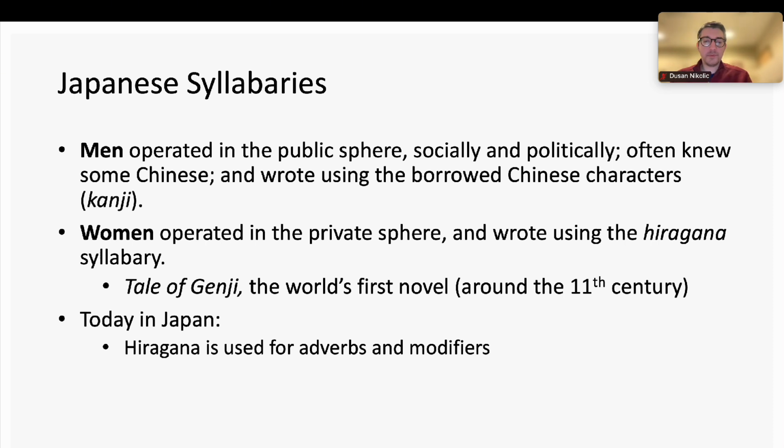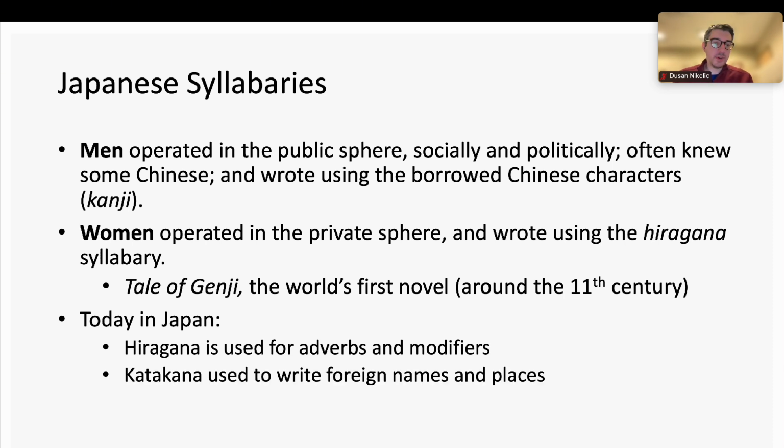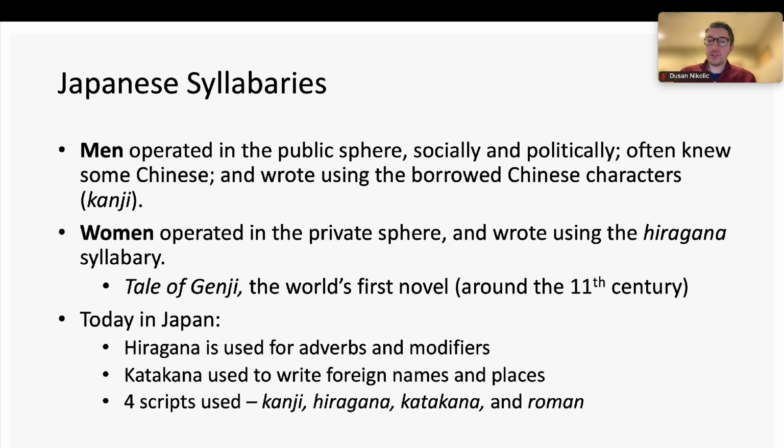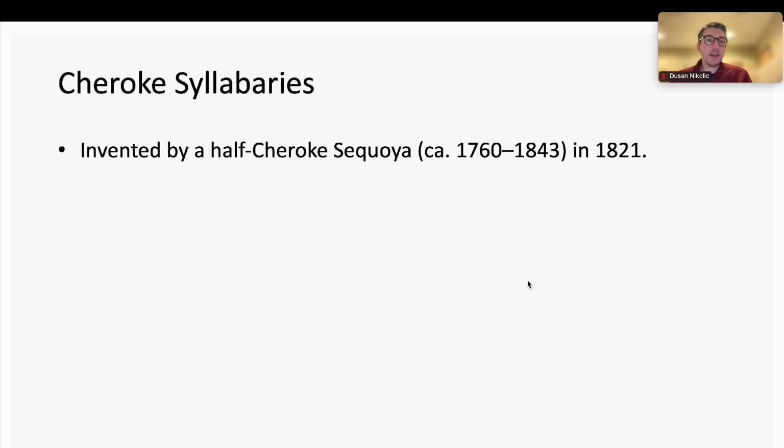Today in Japan, hiragana is used for adverbs and modifiers. Katakana is used to write foreign names and places. And four scripts are used in general: kanji, hiragana, katakana, and Roman script. Kanji means Chinese symbols, so borrowed Chinese symbols.